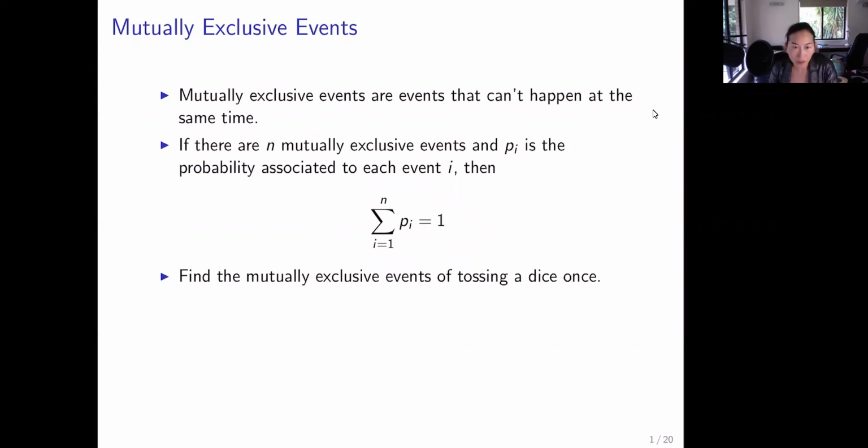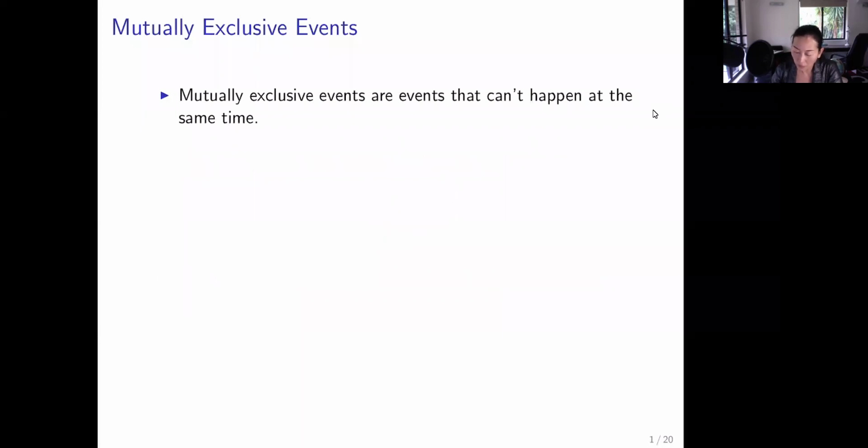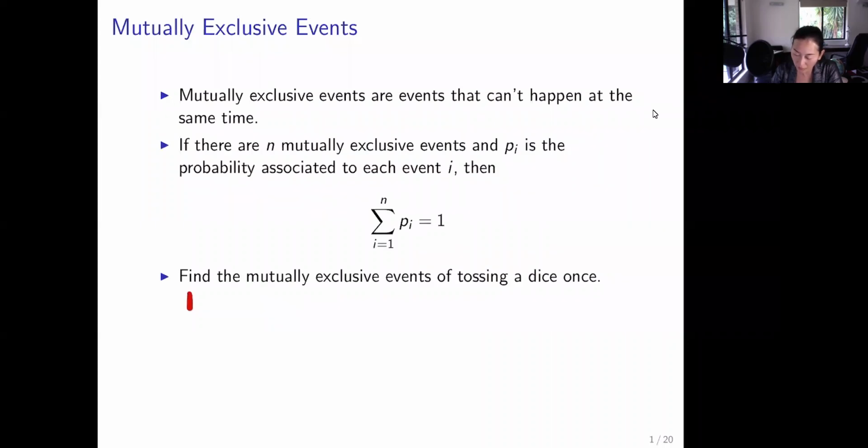So let's look at the example. Find the mutually exclusive events of tossing a dice once. When you toss a dice once, what could be the possible events that could happen? Could be that the dice either turns 1, 2, 3, 4, 5, or 6, right? Those are mutually exclusive events. So there are 6 possible events.